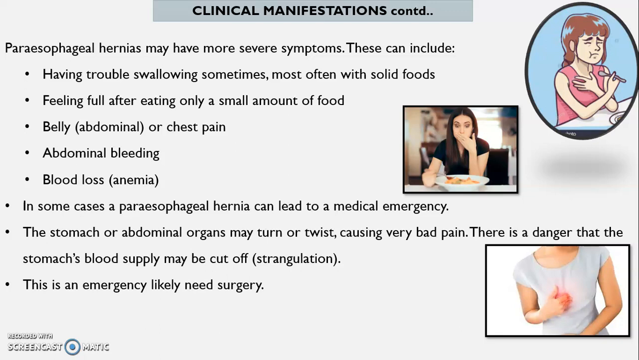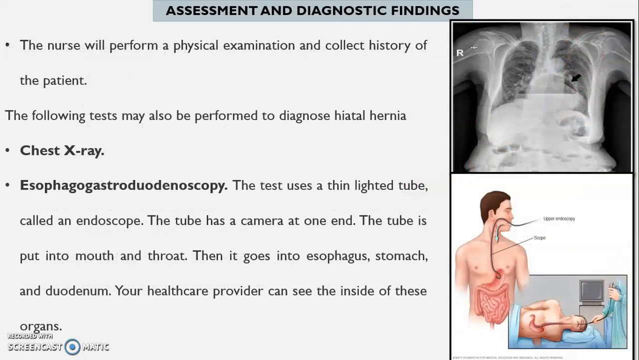In some cases a paraesophageal hernia can lead to a medical emergency. The stomach or abdominal organs may turn or twist, causing very bad pain. There is a danger that the stomach's blood supply may be cut off. This is an emergency and likely needs surgery. Assessment and diagnostic findings. The nurse will perform a physical examination and collect the history of the patient. Chest X-ray and esophagogastroduodenoscopy may also be performed to diagnose hiatal hernia.